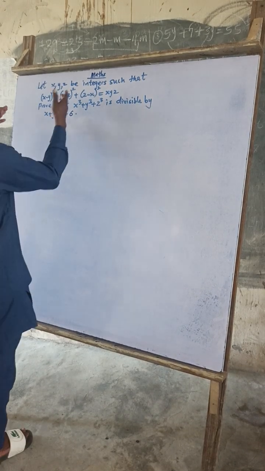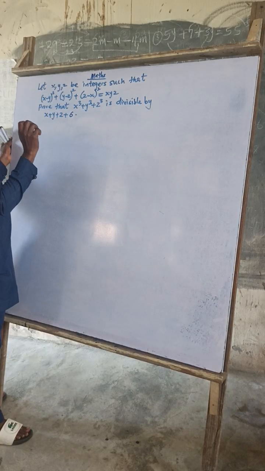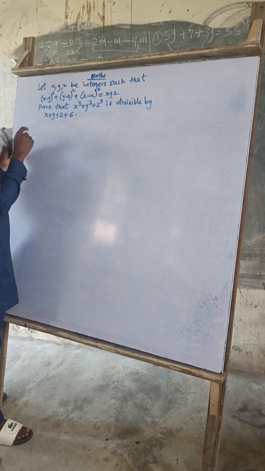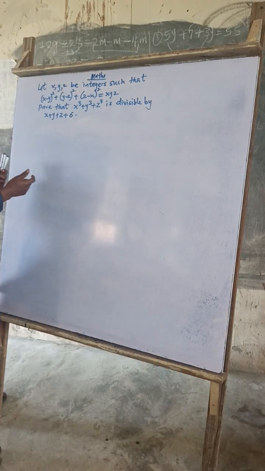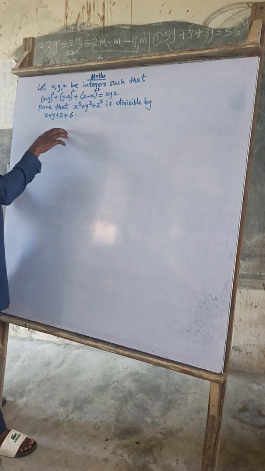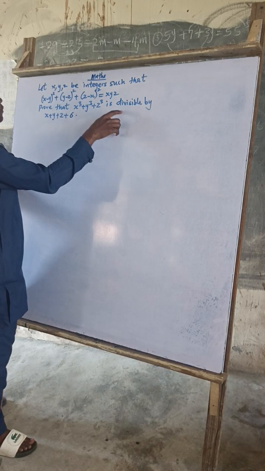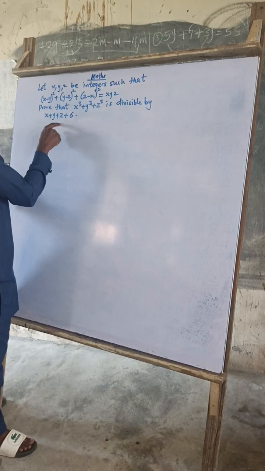We are here again and we are given that x, y, z be integers such that (x minus y) squared plus (y minus z) squared plus (z minus x) squared equals xyz. We are required to prove that x cubed plus y cubed plus z cubed is divisible by x plus y plus z plus 6.